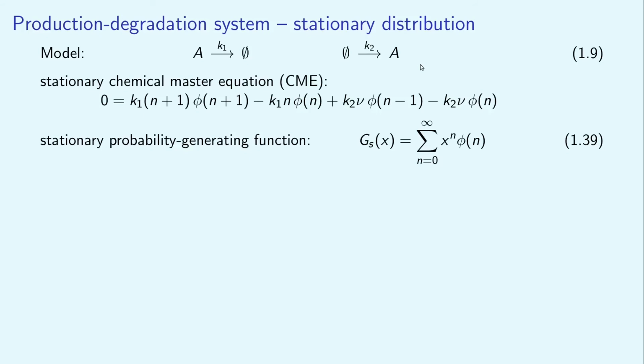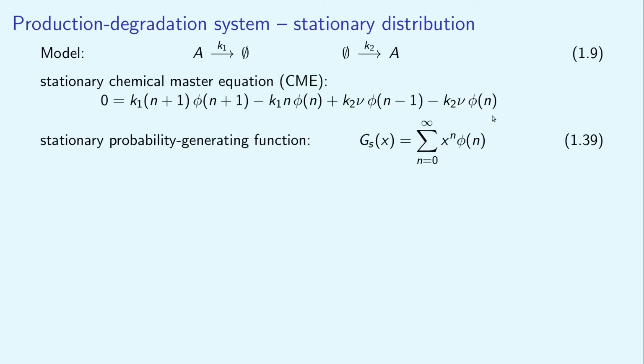Next, let us show how we can use the probability generating function to find a formula for the stationary distribution. We consider a production and degradation example. In lecture 1, we obtained the following stationary chemical master equation.